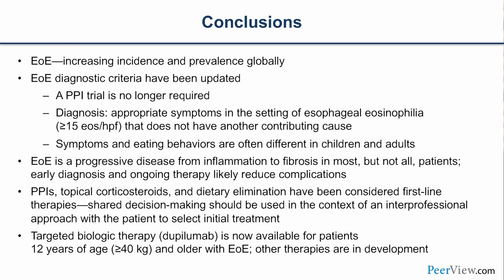We know that with increasing diagnostic delay and ongoing symptoms without treatment, the majority of patients will present with signs of fibrosis, such as esophageal strictures or narrowing. And therefore, we think early diagnosis and ongoing effective therapy will likely reduce complications, and there's certainly plenty of data to suggest this.